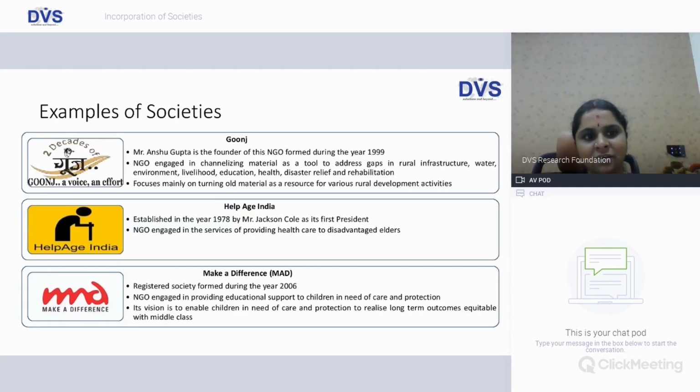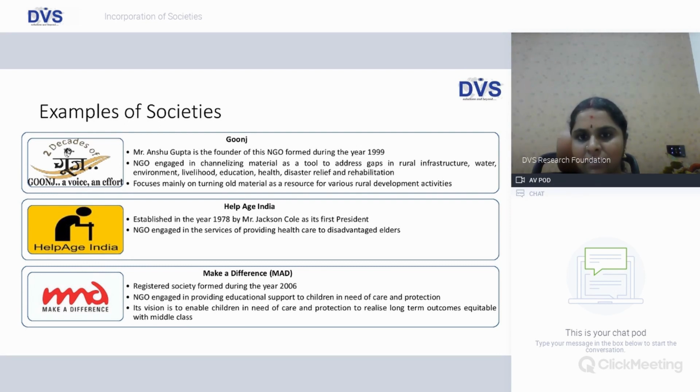Now let's see a few examples of societies. Goonj is an NGO formed by Mr. Anshu Gupta during the year 1999. If you see their vision and mission, this is an NGO engaged in channelizing material as a tool to address the gaps in rural infrastructure, water, environment, livelihood, education, health, disaster relief and rehabilitation.